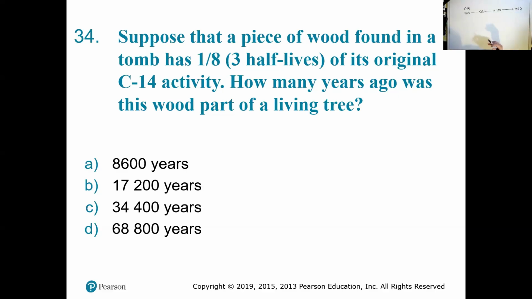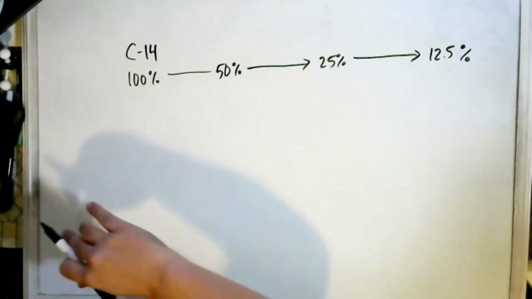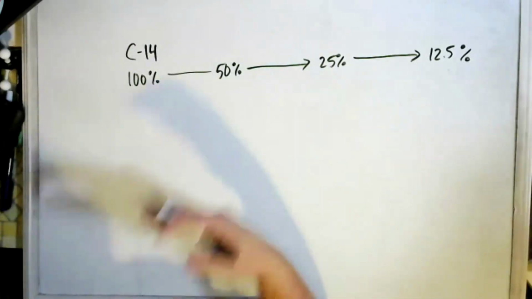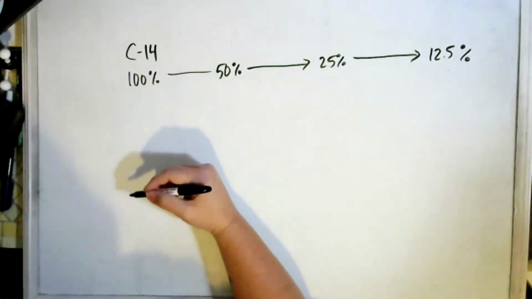Okay, they're telling you that 3 half-lives have gone by. They didn't have to tell you that. They could have just said that the tomb has 1/8 of its original carbon-14 activity and kind of asked you to figure out how many half-lives is going to be equivalent to 1/8 of that original activity.